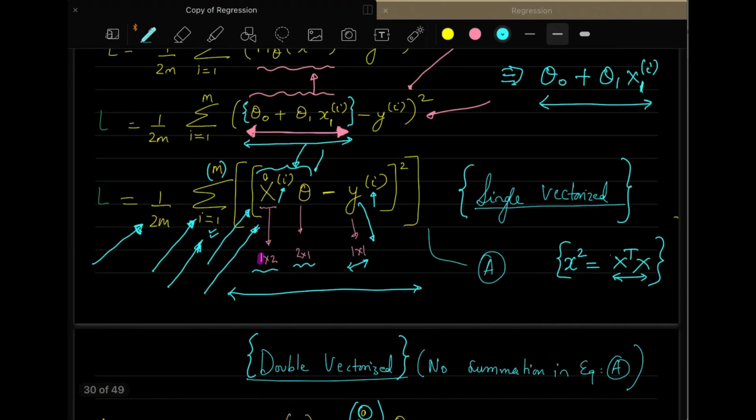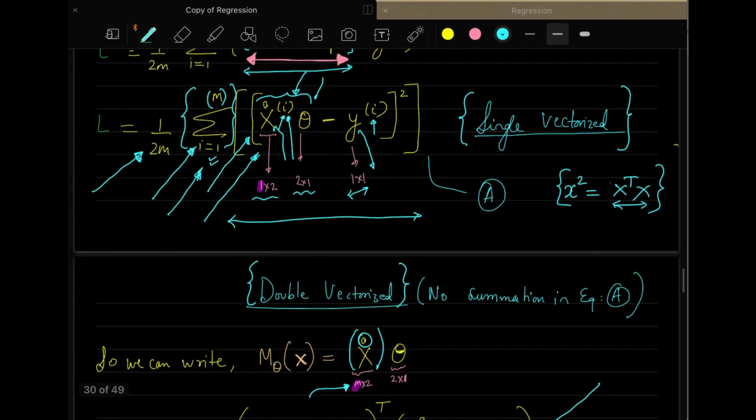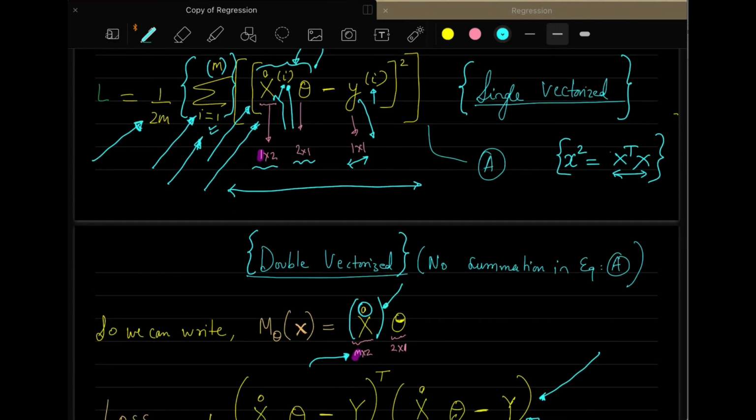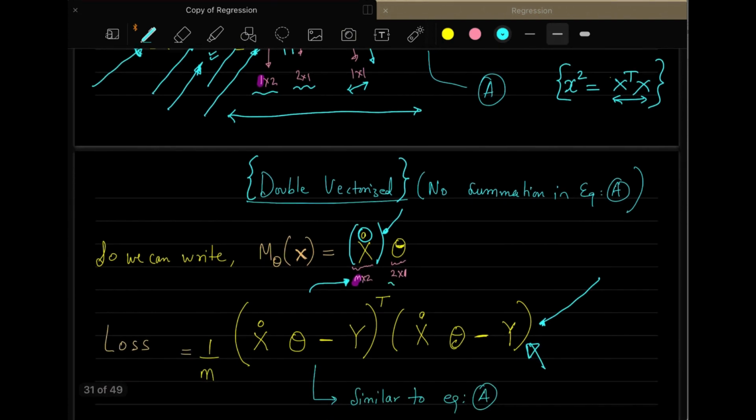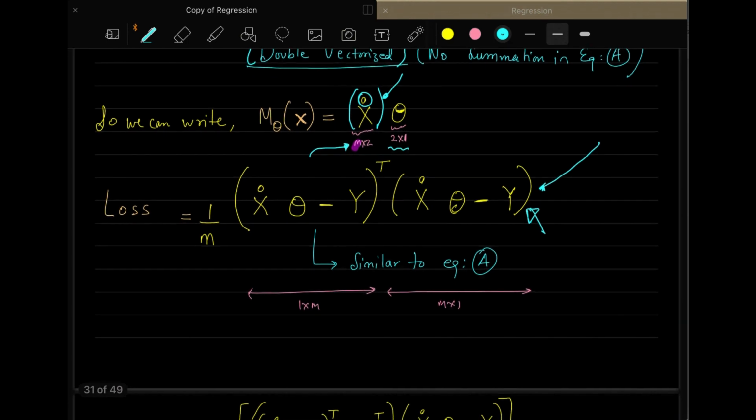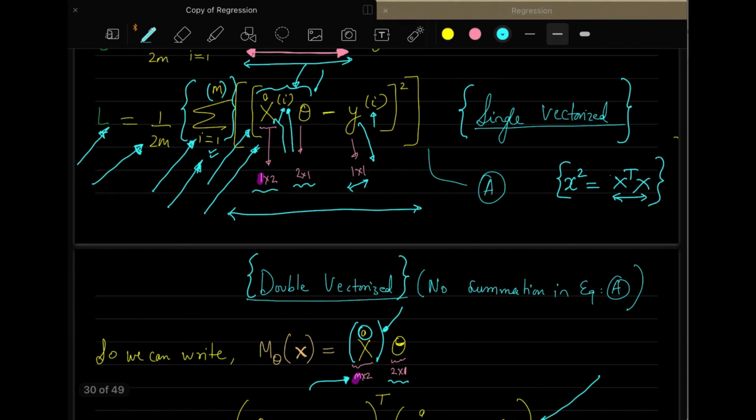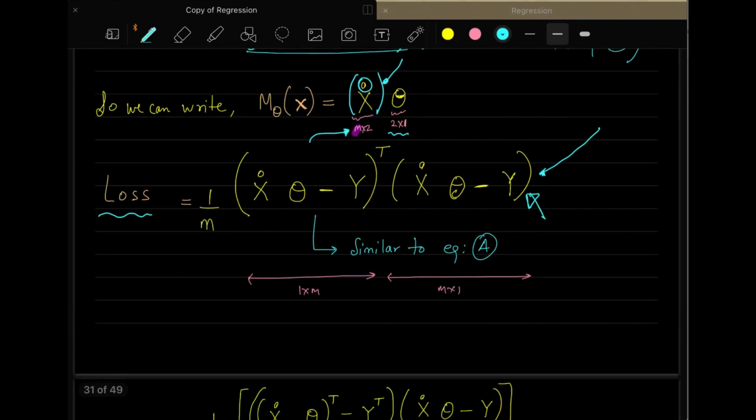Earlier, in this case, only the ith sample was there and we were summing from 1 to m. So in order to remove this, we have to take care of all the m samples. That can be done if we use this big matrix X, with the circle on the top. Whereas theta parameters are still 2 cross 1 because you have only one feature. So now you can represent the loss function which we have defined in terms of the double vectorization code which is given over here.